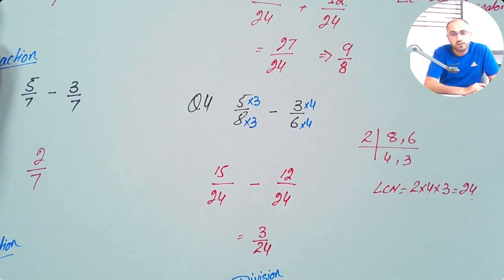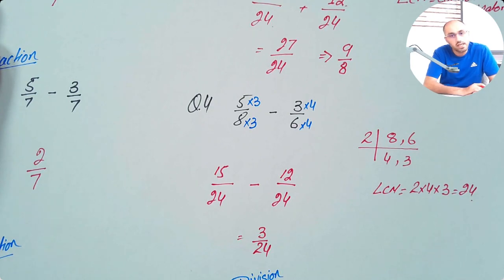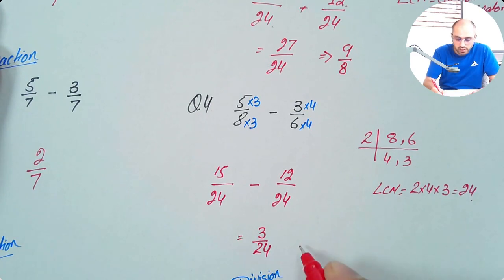Do ask a question from yourself at this stage. Can this fraction be simplified? In this case, 3 and 24, they are both in 3 times table. If I divide them both by 3, I'll end up with 1 over 8.